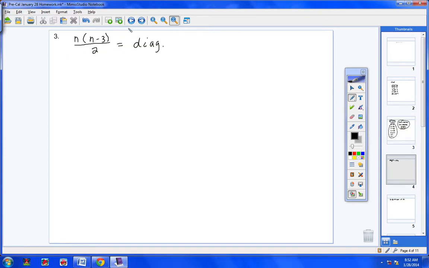Number 3, a polygon of n sides has this many diagonals. Now real quick here, we're not going to start with 1 and 2 because you can't have a polygon with one side or two sides. A polygon has to have at least 3. So here we go.